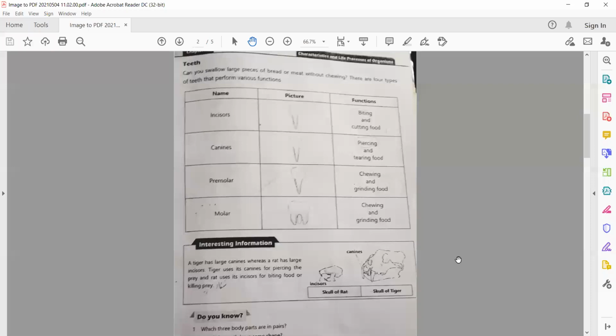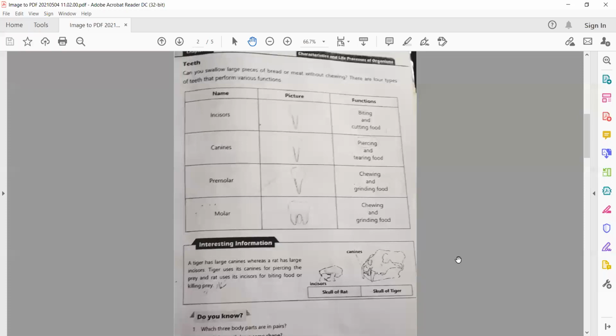The teeth at the front of the mouth used for cutting and biting the food. There are 8 incisors, 4 in each jaw. How many incisor teeth are there? 8. 4 in each jaw. Each jaw has 4 teeth. Okay? And incisor teeth are used for what? Biting and cutting the food.